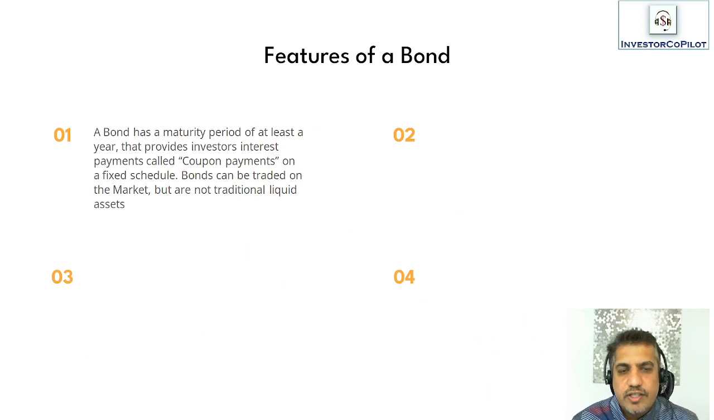Now let's look at features of a bond. So a bond has a maturity period of at least a year, and in many instances it's much more than that, 5 years, 10 years, or more. So a bond provides investors interest payments called coupon payments on a fixed schedule. Bonds can be traded on the market, but they are not traditional liquid assets. We'll talk more about this concept later as well.